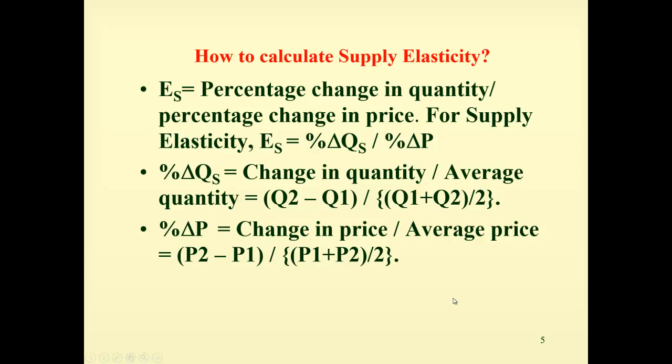And the numerator, which is the percentage change in quantity supplied, is calculated by taking the change in quantity divided by the average quantity. So (Q2 minus Q1) over ((Q1 plus Q2) over 2). And the percentage change in price, which is the denominator of elasticity, will be the change in price over the average price.